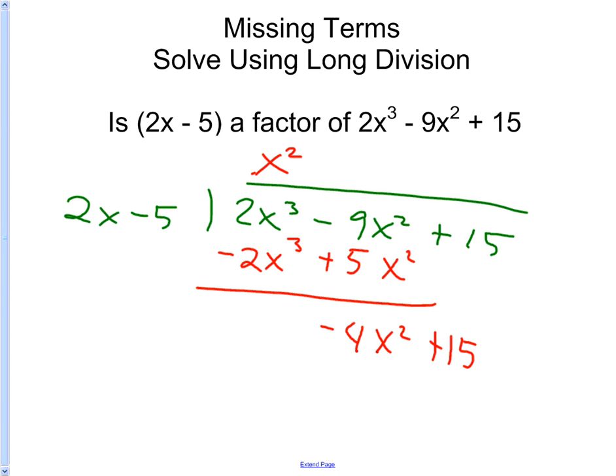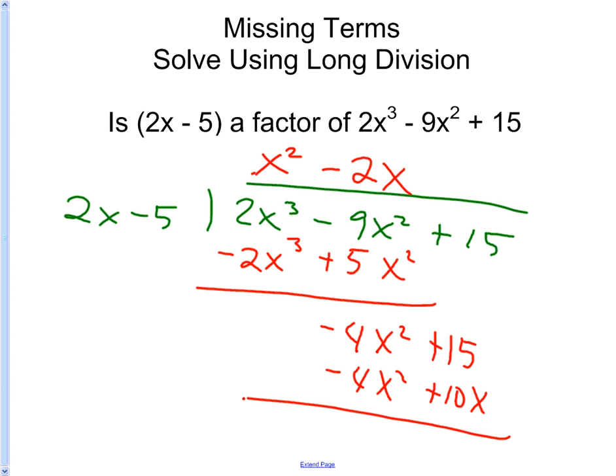And now if I put in a minus 2x, I'll have negative 4x squared, so the first terms cancel. But here's where it gets a little weird. I get plus 10x. Change the signs. And these cancel nicely, but look at this. What do I do?